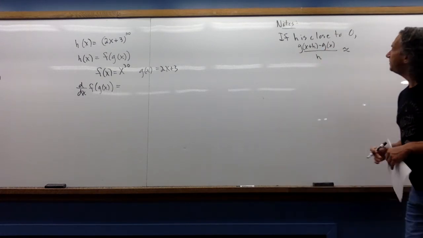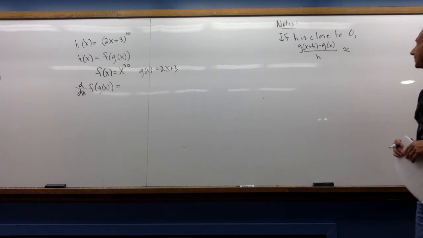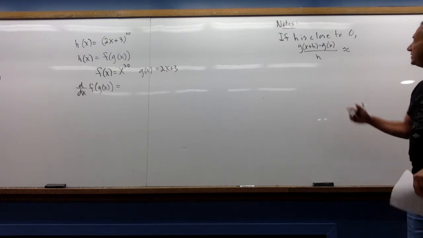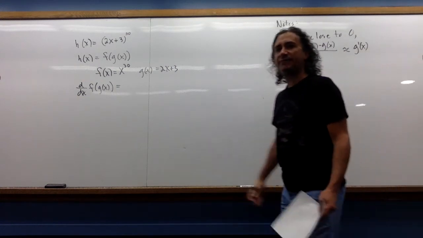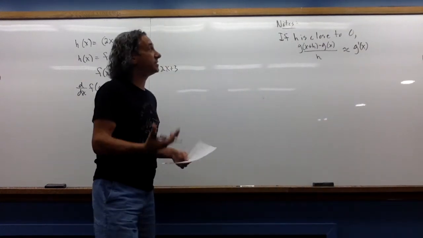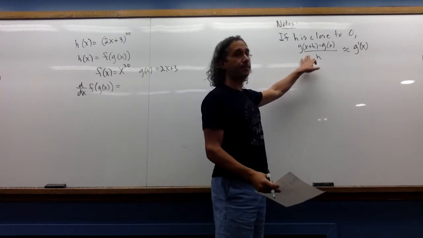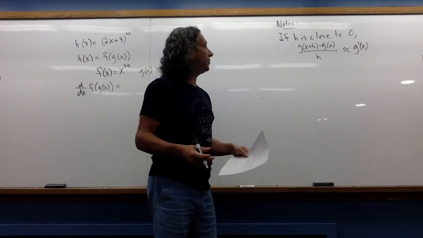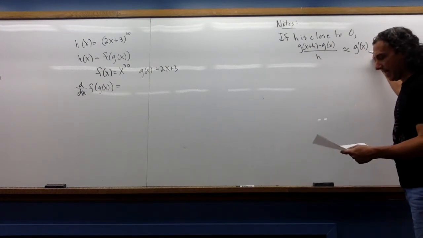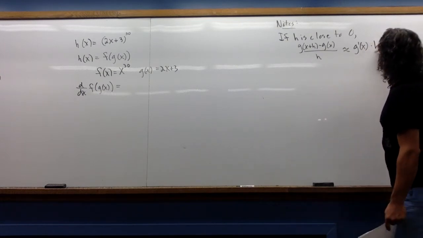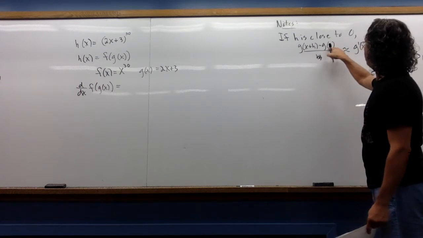I'll pause the video, see if you can answer that. And hopefully you said, oh, this is going to be approximately g prime of x because the definition of the derivative is the limit as h goes to 0 of this guy. Well, if that's true, then I can multiply this guy over here. So this is just algebra. And I can add this guy over here.